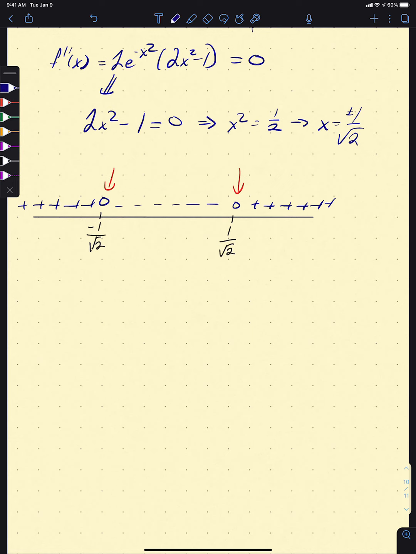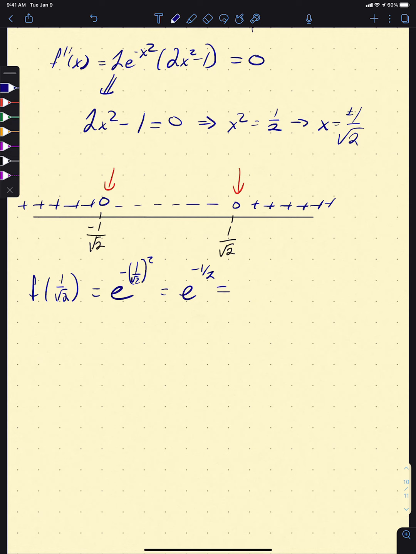And we should find out what their values are. So what's f of, say, 1 over the square root of 2? Well, that's e to the minus 1 over the square root of 2 squared, which is going to come out to e to the minus 1/2. And just as we had happening here, when I put in minus 1 over the square root of 2, this squared is going to get rid of the sign, and we're going to get the same thing.